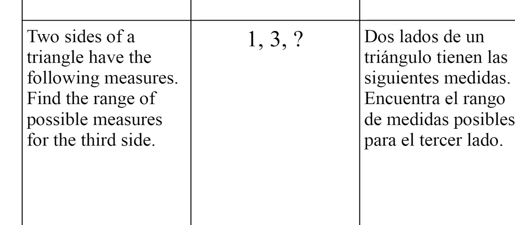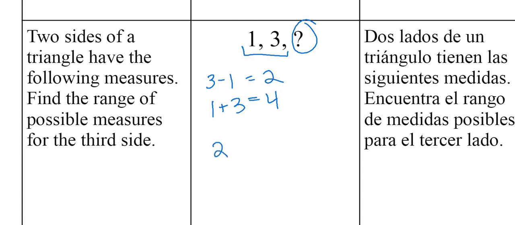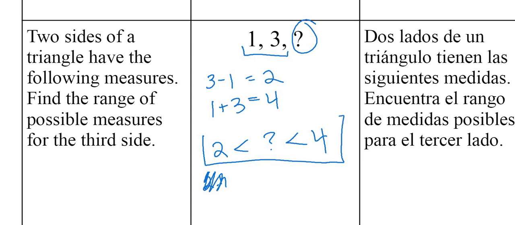1, 3, and what else? Well, the difference of the first two side lengths is 2, and the sum of the first two side lengths is 4. My question mark, the third side, can be anything between the numbers 2 and 4. You might be tempted to say that the question mark must be 3, but, for example, 2.1 would satisfy this condition. So, anything between 2 and 4, but not including 2 and 4.